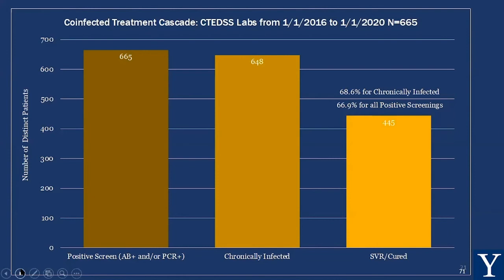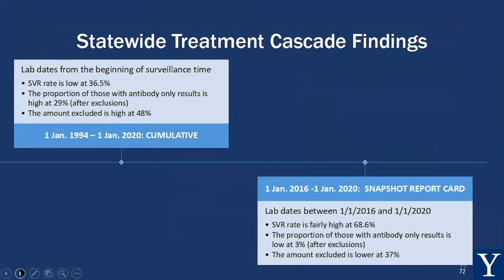Next slide. So on balance, again, these are two very different approaches to looking at cascade of care. On the one hand, if you look at the cumulative approach, laboratory dates from the beginning of surveillance time, it looks like our SVR rate is quite low at 36.5%. The proportion of those with antibody-only results is quite high, 29%, and the amount excluded, 48%, is quite high because it's such a long time frame. People have died, people have moved, and so in fact it's a much more modest SVR rate, which sets a low bar for us and makes us feel like, oh, we're not doing so well.